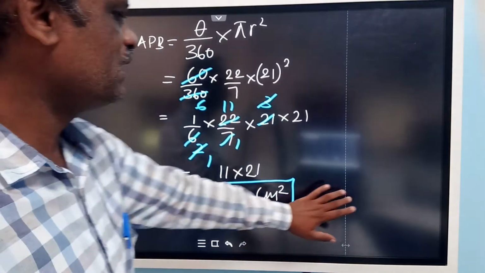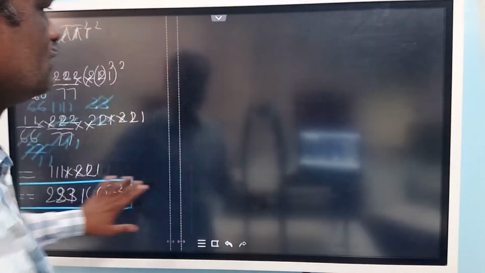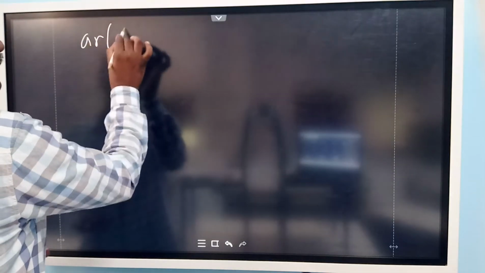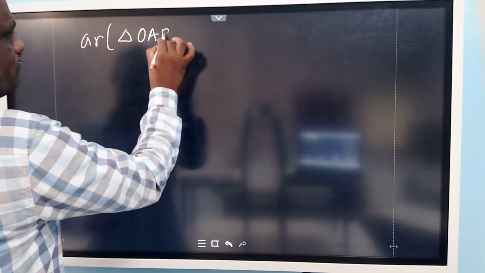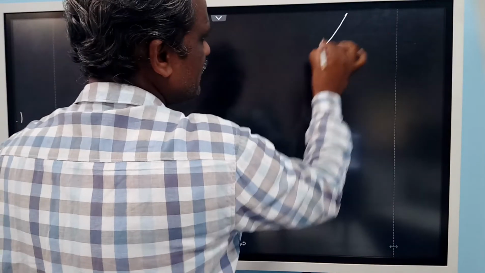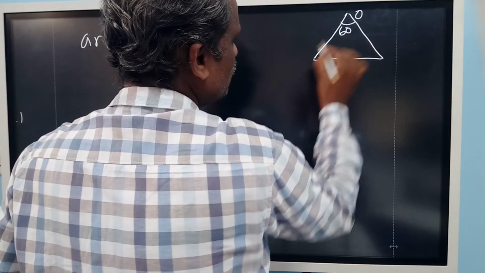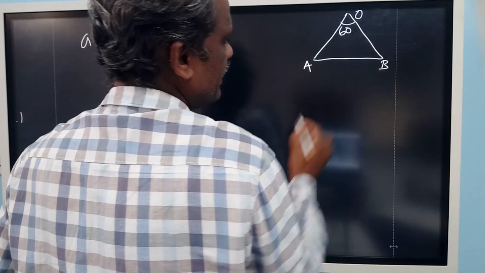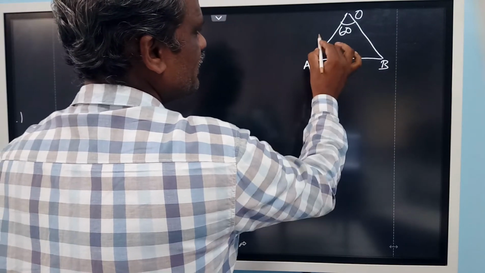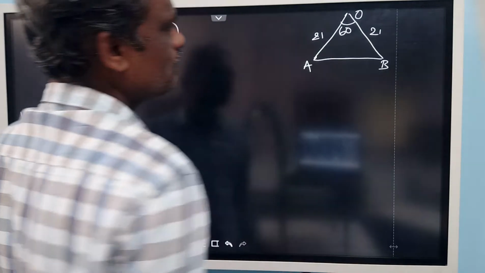First let us find out the area of triangle OAB. Before we go for the area of this segment, we need to find the area of triangle OAB. So OAB is a triangle with a 60 degree angle at the center. So this is O and this is A, B. The measurement given is 21 and this is 21.